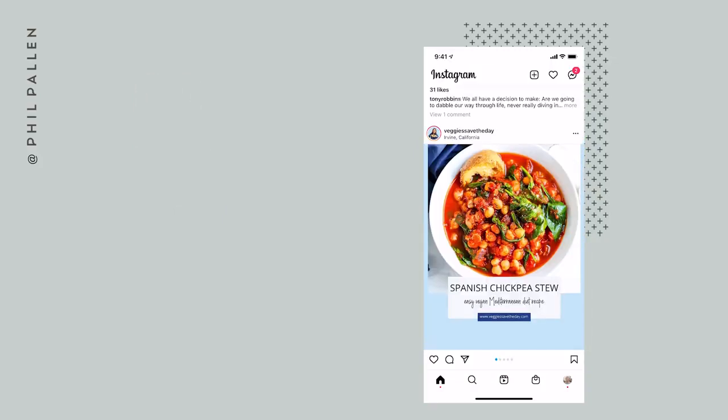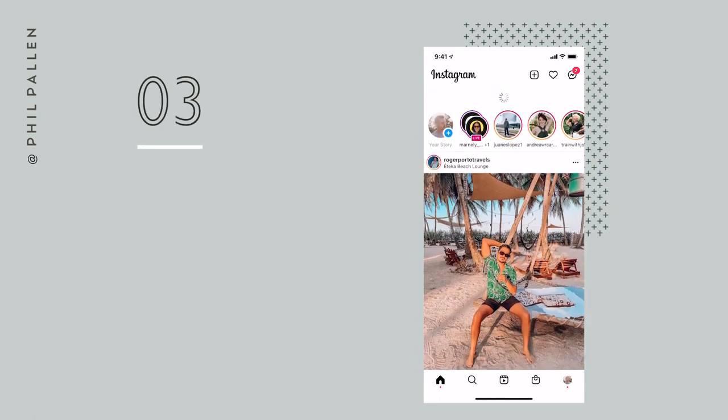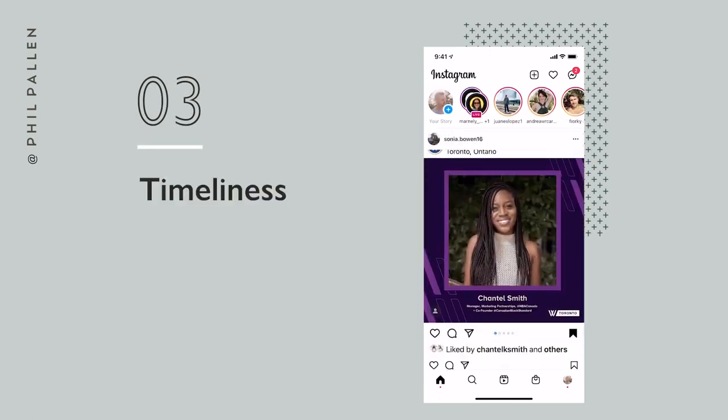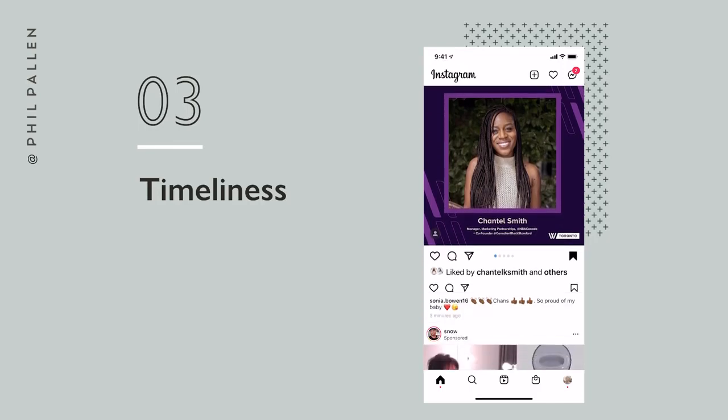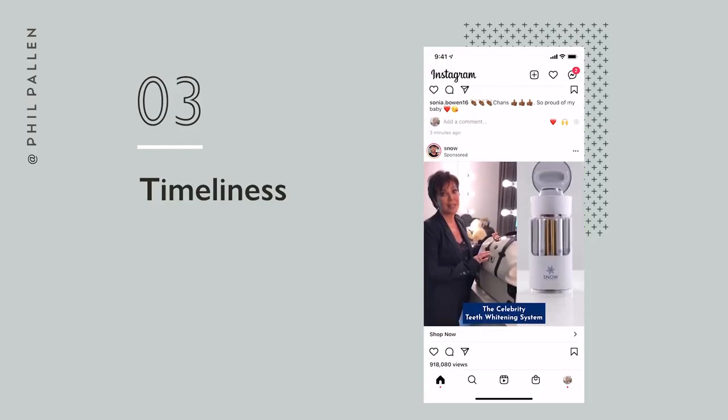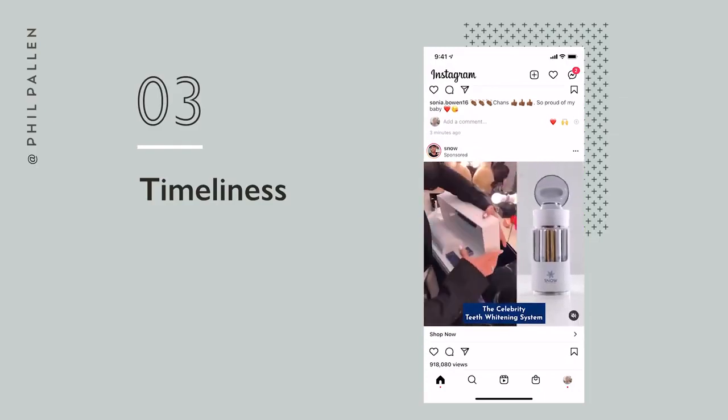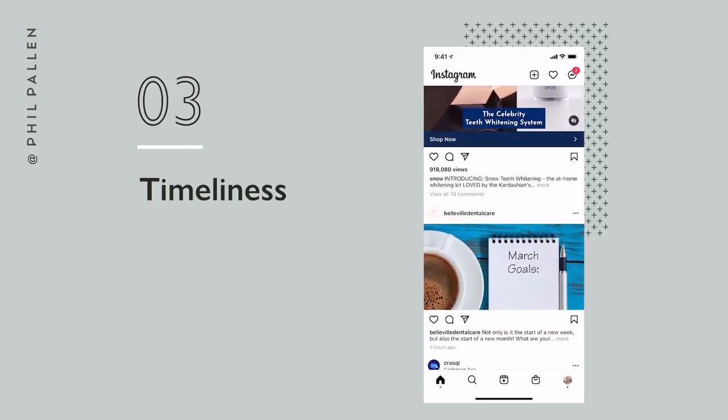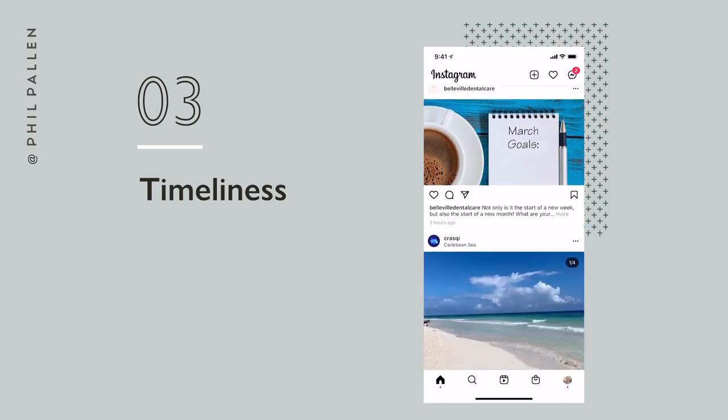Okay, now finally, let's look at the third characteristic, which is timeliness. The more recent your post, the more likely it's going to be pushed to the top of someone's newsfeed. Instagram pays attention to when content was published. This is why it pays off to be consistent.